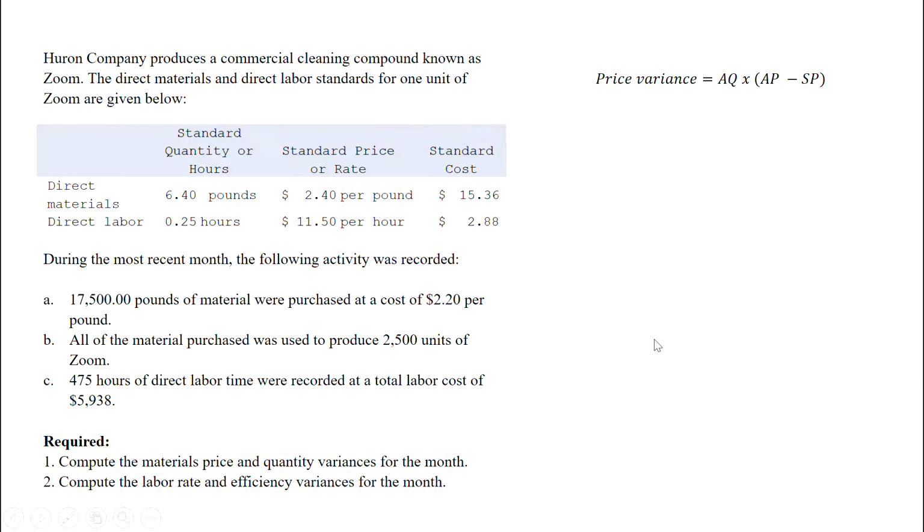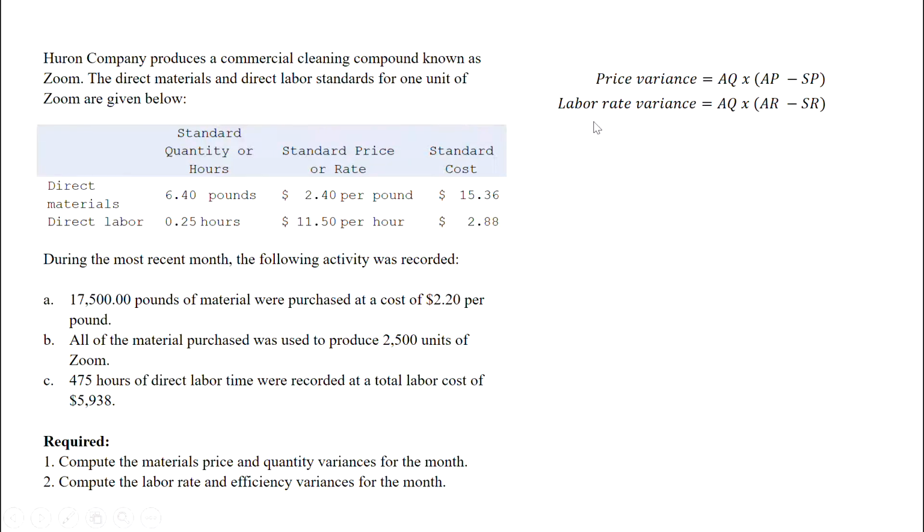Now that we've calculated our price variance for materials, I'm going to do this in a little bit different order. I'm going to jump to number 2 and look at the price variance for labor. So I'm jumping between material and labor. Again, go to our basic equation of price variance is actual quantity times actual price minus standard price. The concept is the same for labor, but we just change the verbiage a little bit.